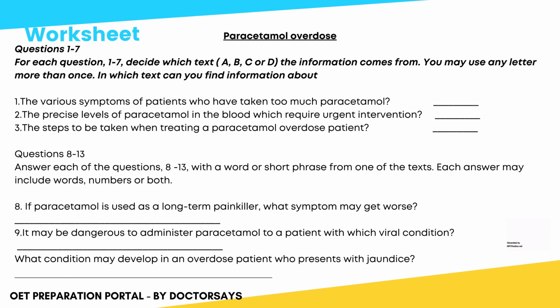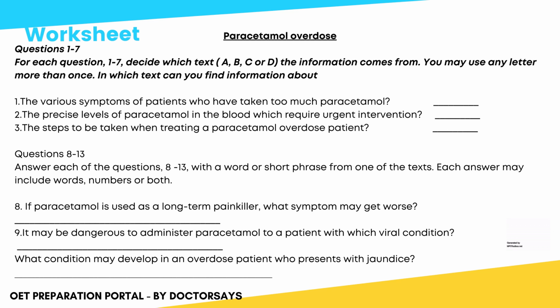In question number 9, it's written, it may be dangerous to administer paracetamol to a patient with which viral condition. So we need to look for a viral condition in which paracetamol gets dangerous for patients, and that might be mentioned in text box D or maybe in text box A, but we know that in text box B the steps were mentioned for when you have to treat the patient with the paracetamol overdose. So we are not going to go back into text box B, and we remember that in text box C we had the plasma concentration of the paracetamol overdose. So even in text box C we are not going to find the answer. So it's either going to be in text box A or in text box D.